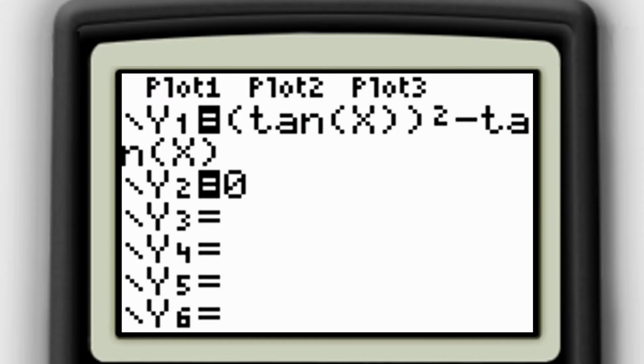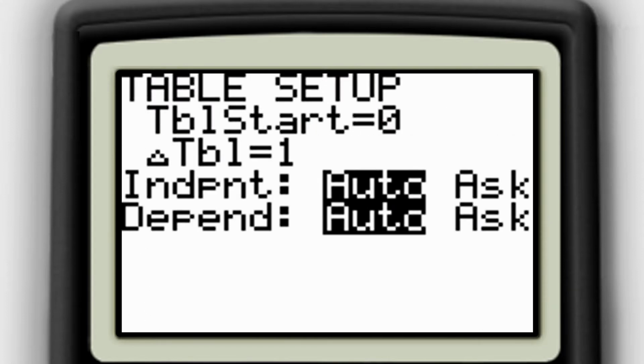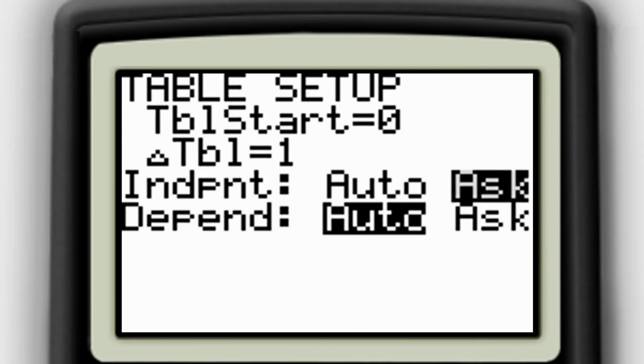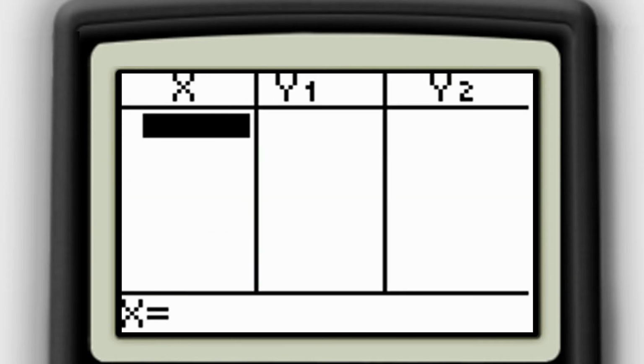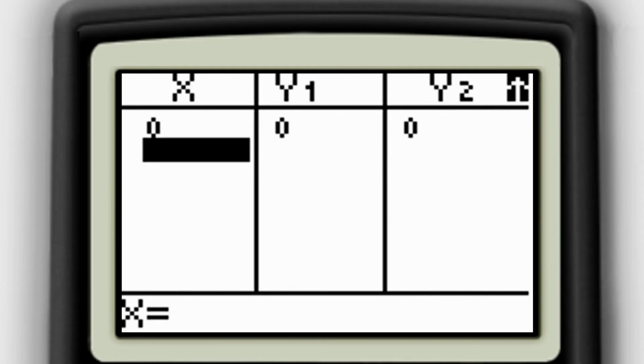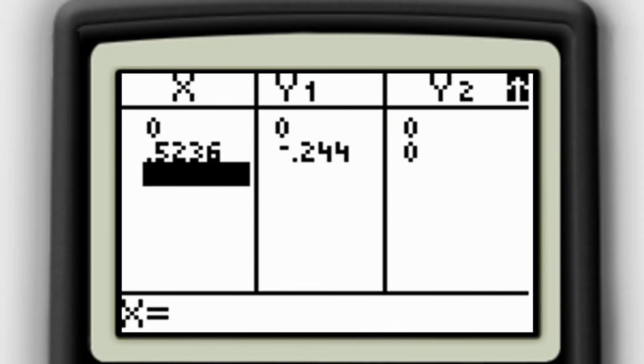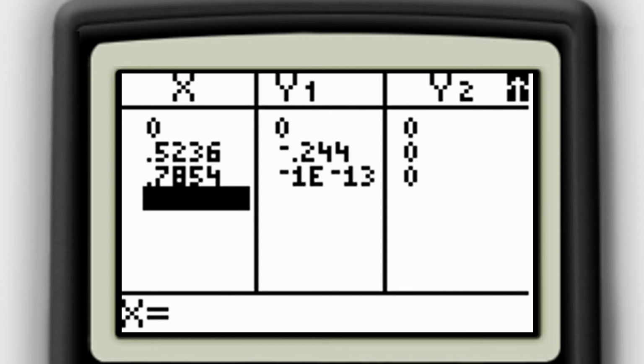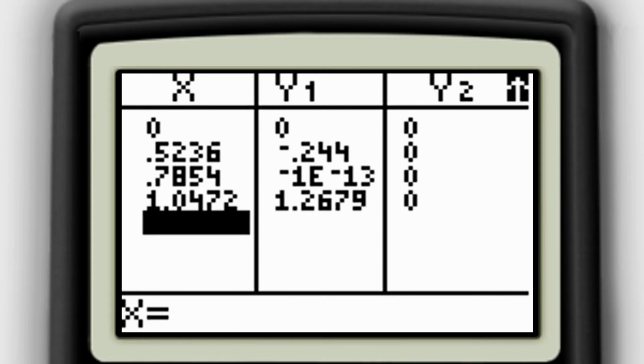Okay, now I'm going to use the table feature on my calculator. So I'm going to set up a table, and in that table, for my x values, why don't we just use the special angles that are in the first quadrant. So we'll begin by entering 0, pi divided by 6, pi divided by 4, pi divided by 3, and pi divided by 2.